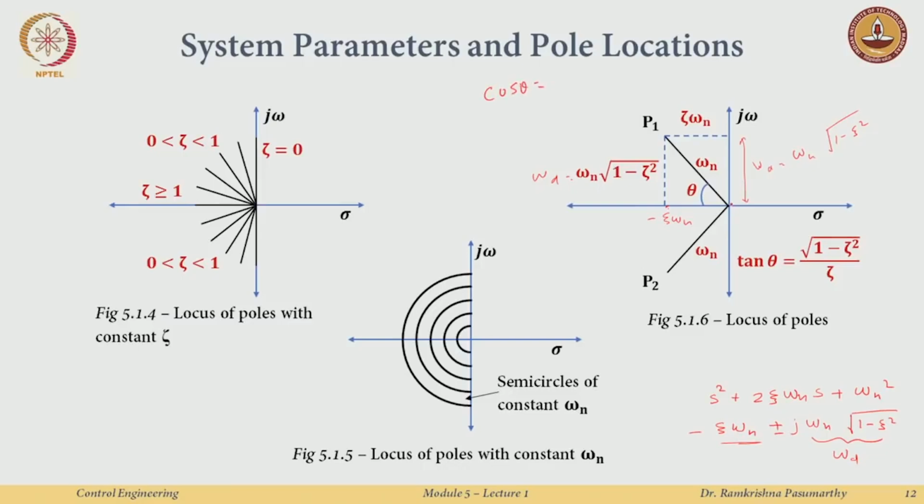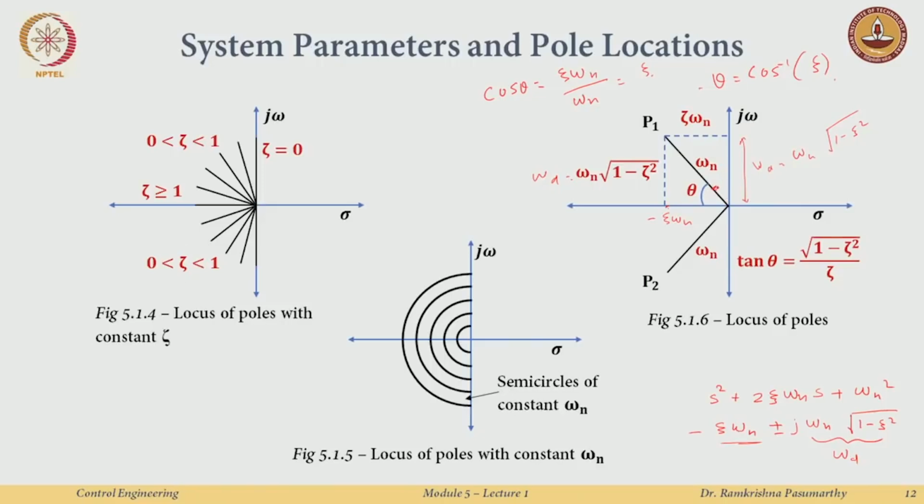Cos of theta is zeta omega n over omega n, which is just zeta. So from this, cos of theta is zeta, and therefore theta is cos inverse of zeta. Okay, so let us look at this.